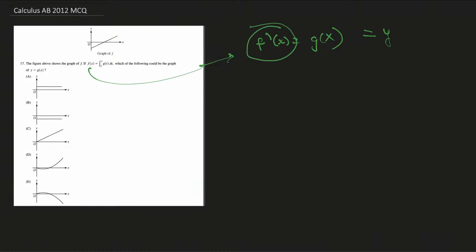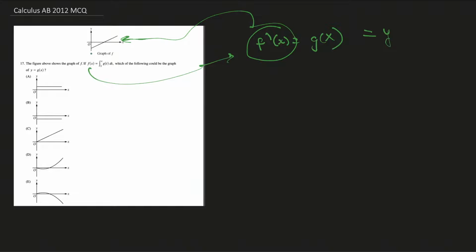Alright, 17 says the figure above shows the graph of f. If f of x is equal to the integral from 2 to x of g of t dt, which of the following could be the graph of y equals g of x? Well, if you do the fundamental theorem of calculus, f prime of x would be equal to g of x, right? So this would be equal to y. What is f prime of x equal to?